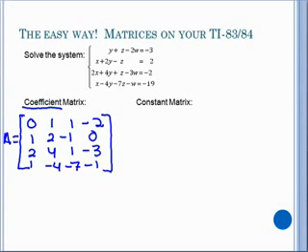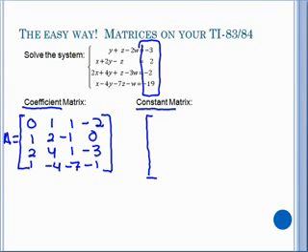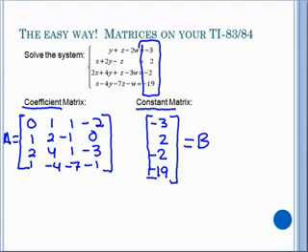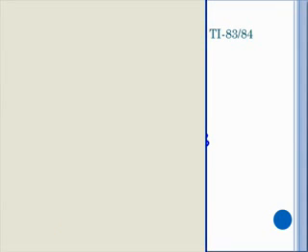And typically we're going to assign this to be matrix A when we put it in the calculator. And then the constant matrix is right here. It's the column -3, 2, -2, -19. And we're going to put this in our calculator as matrix B. So let me bring up the calculator.